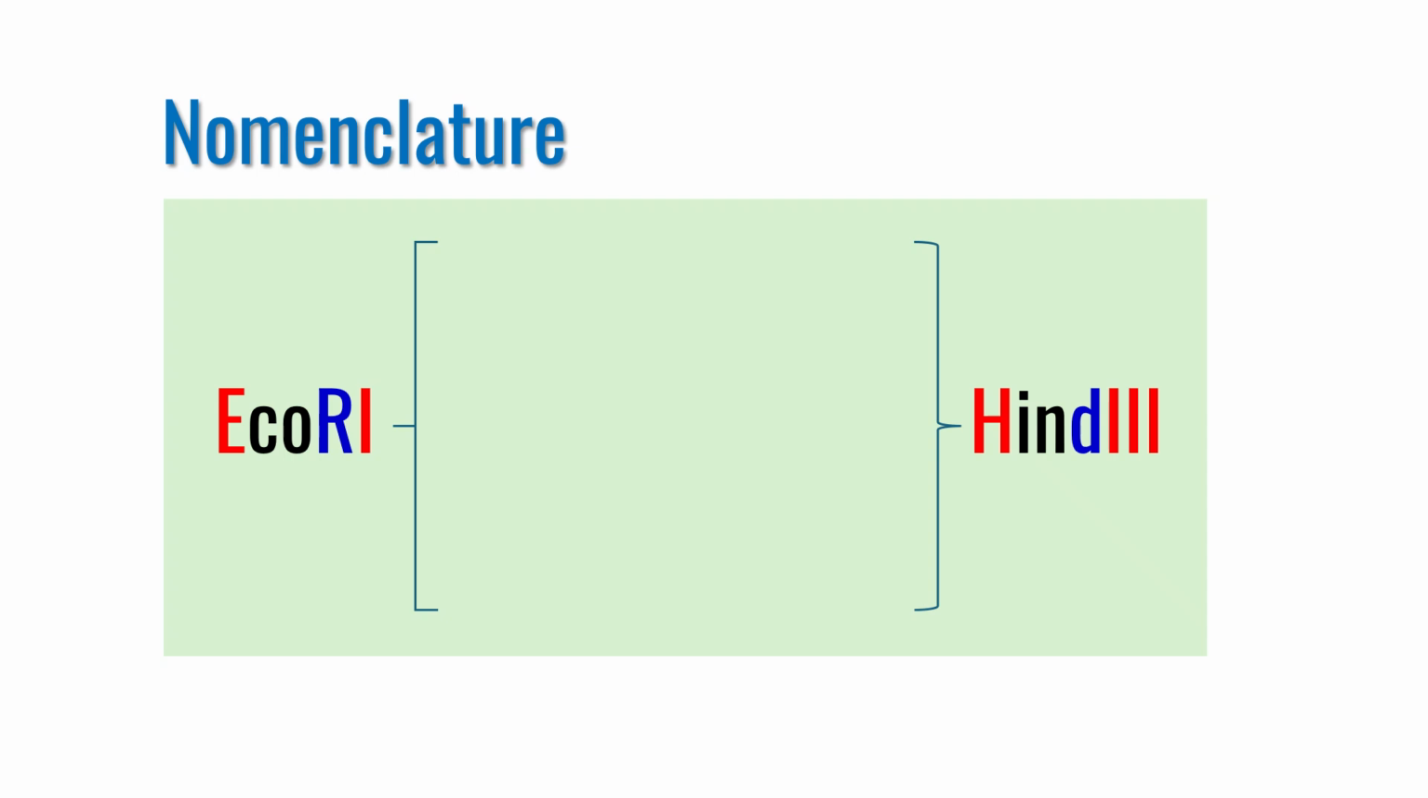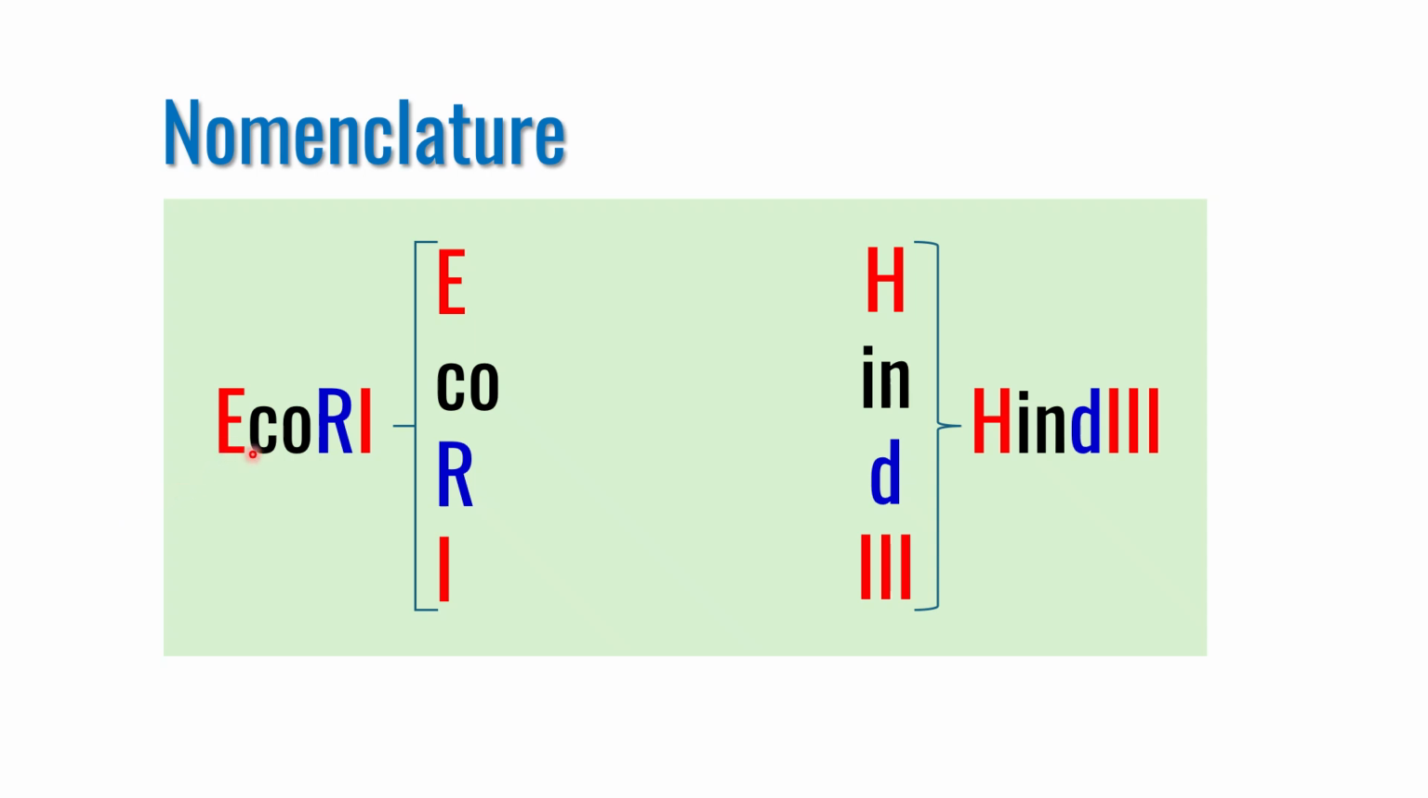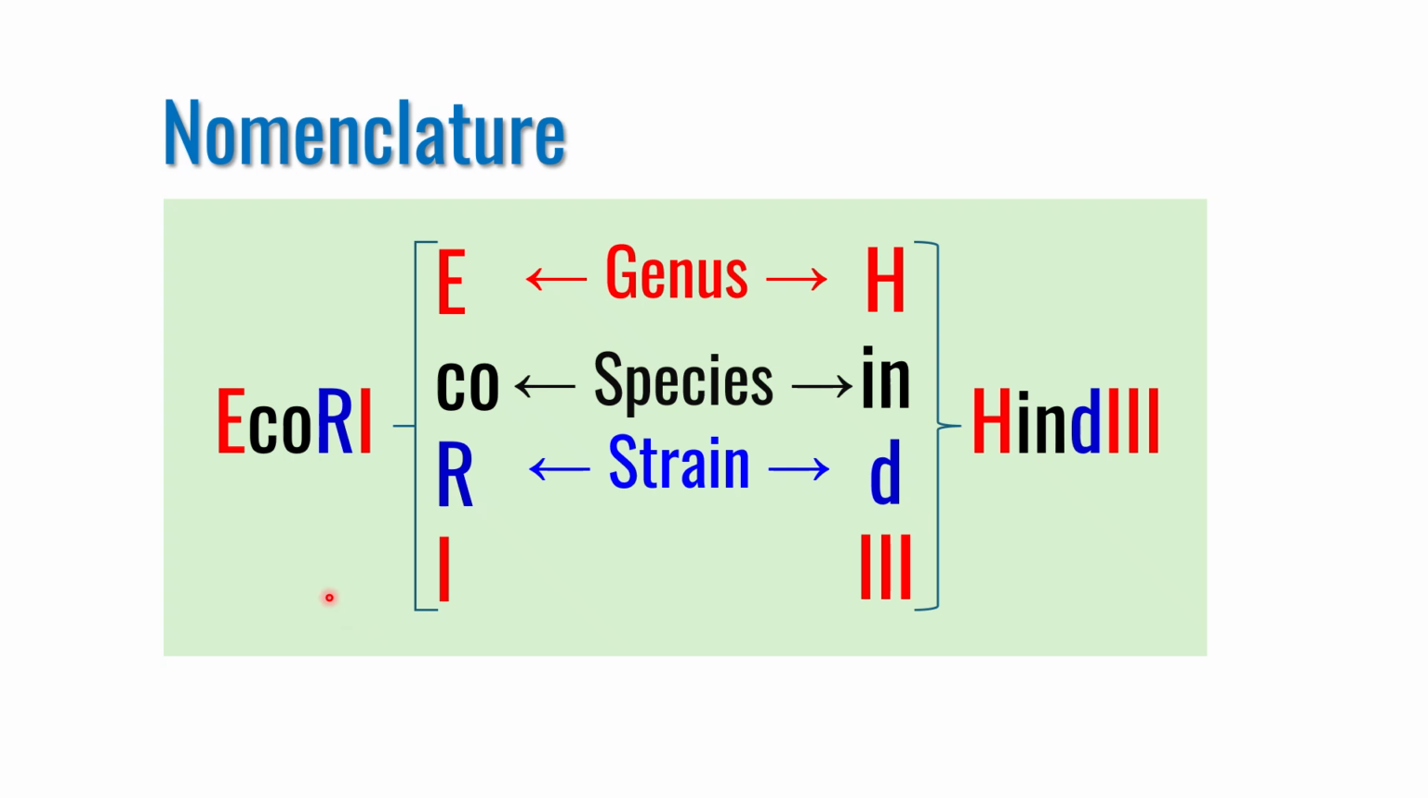Nomenclature. There are more than 3,000 different enzymes. They carry acronyms. I will explain the basis of nomenclature using two examples, EcoR1 and HindIII. They are named after bacterial sources, genus, species, serotype, and the order in which they are discovered. For example, EcoR1, E here is genus Escherichia, co is coli, species, R is the strain, and number one is the order in which it was discovered. Similarly, HindIII, H is Haemophilus genus, in is influenzae species, d is strain, and number 3 is the order in which it was discovered.